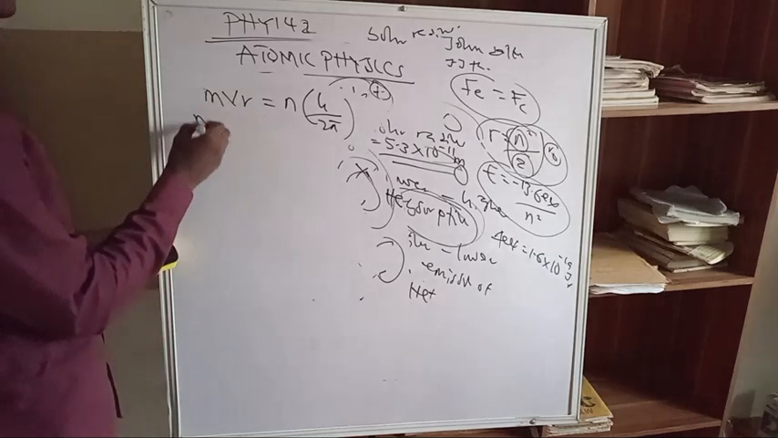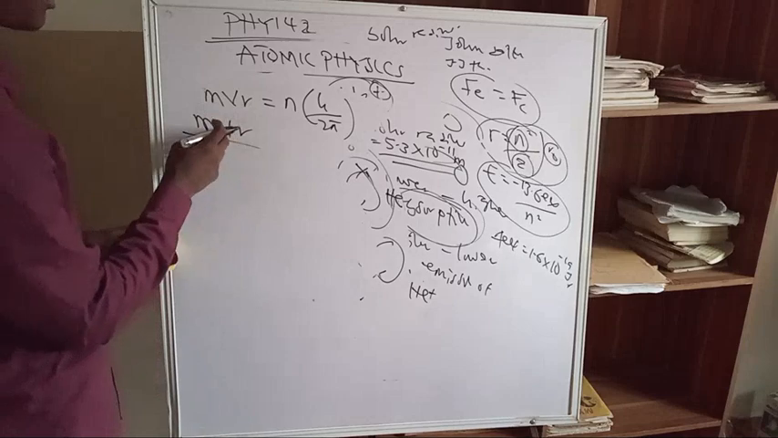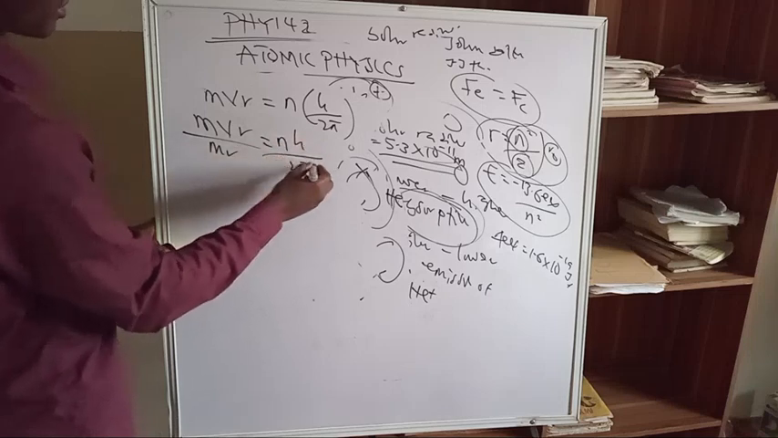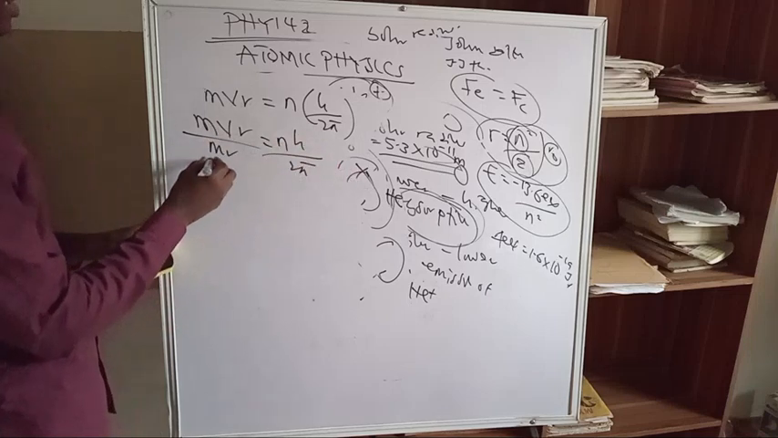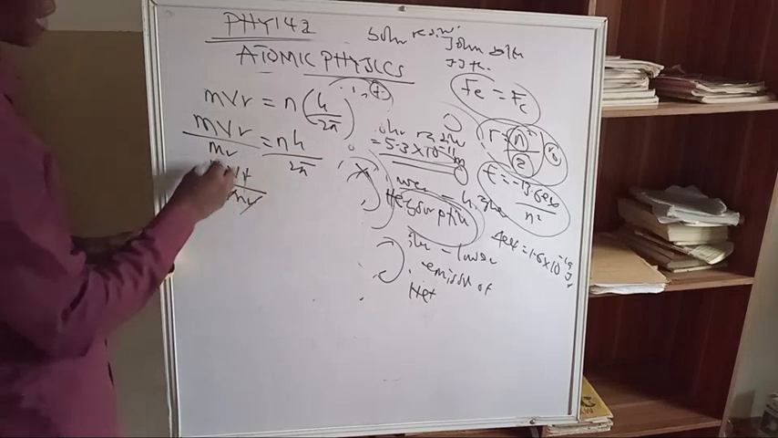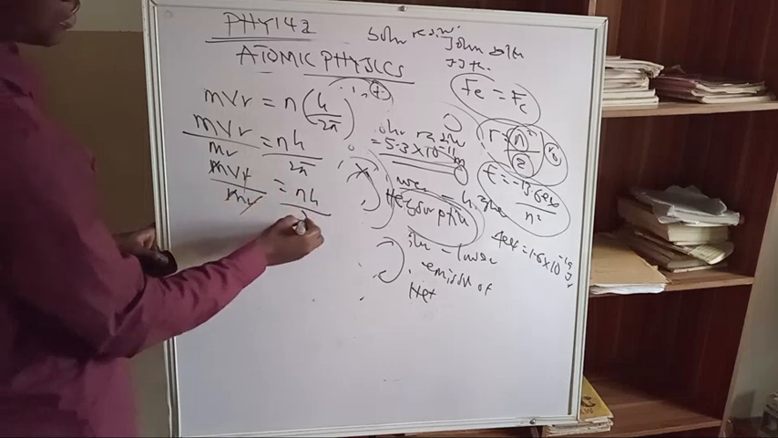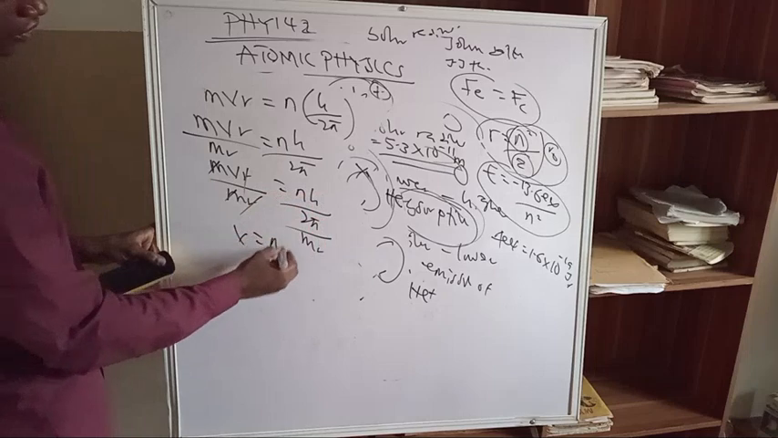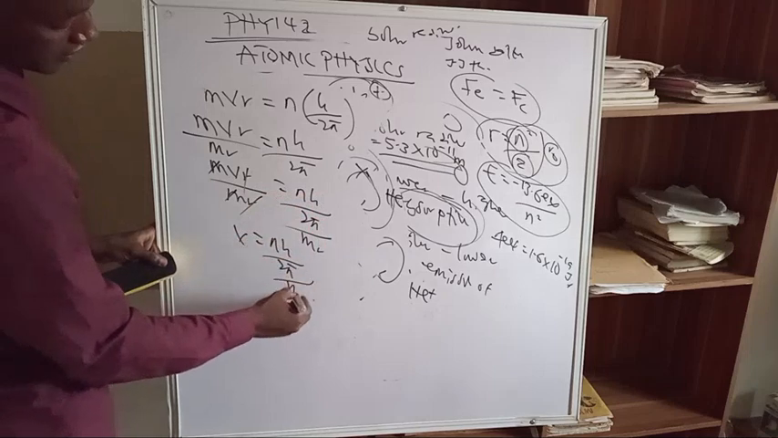So we have our electron. I have nvr over what? We are looking for v, so mvr is equal to nh over 2 pi. So we divide both sides by mr. So we have v times mr over mr, mr has gone, is equal to nh over 2 pi, then divided by mr. So we have v is equal to nh over 2 pi divided by mr.